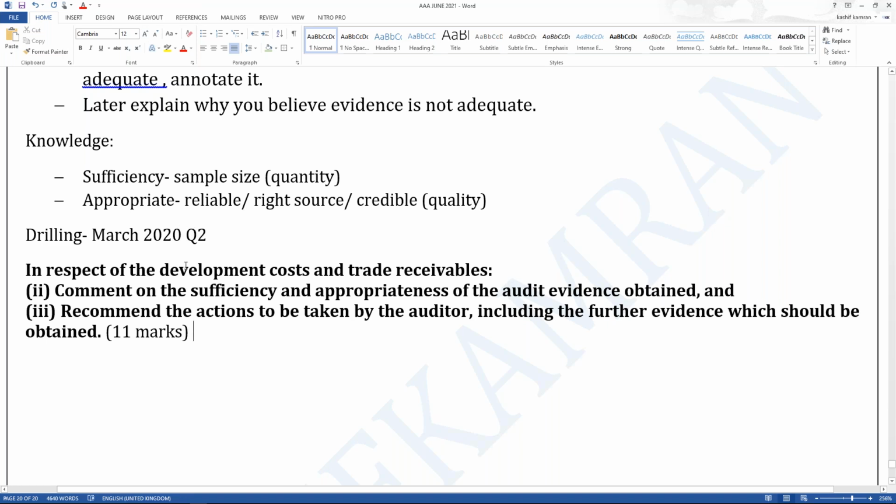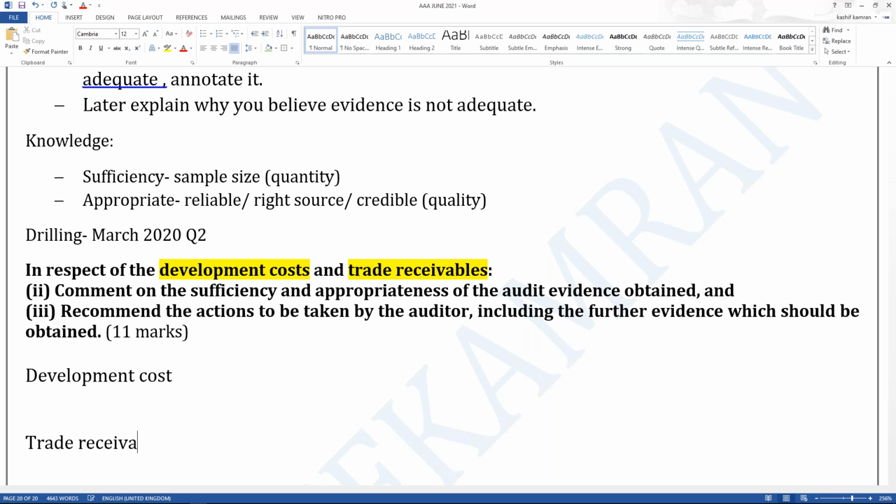In respect of the development cost, number 1, and in respect of the trade receivable. So how many issues do we have to work upon? We have the first issue, which is development cost, number 1, and we have the second issue, which is trade receivables, right?